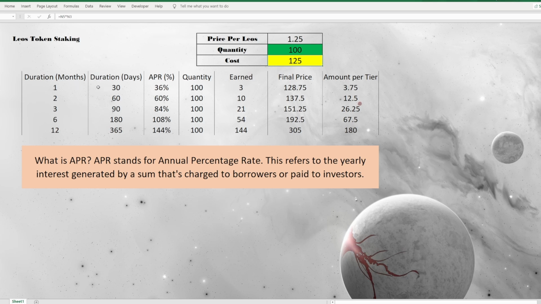But since this is only a month, you have to take the 36 tokens that you would make with 100 quantity at the end of the year. You divide it by 12 because there's 12 months in a year. That gives you this number. So you're averaging 3 a month. If you stayed at 36% APR for an entire year, you'd get 36 tokens at the end of the year, which would be 3 a month.